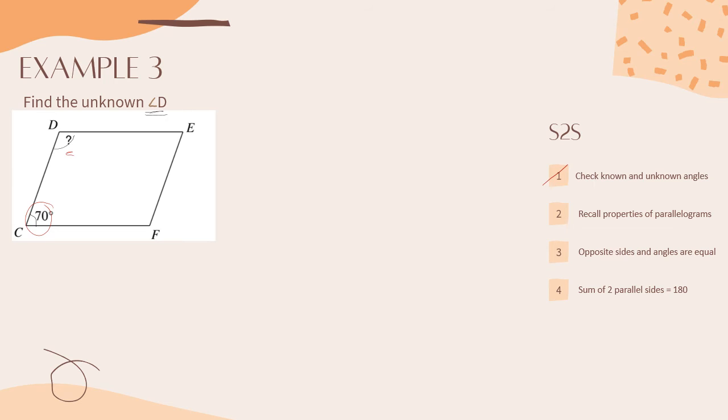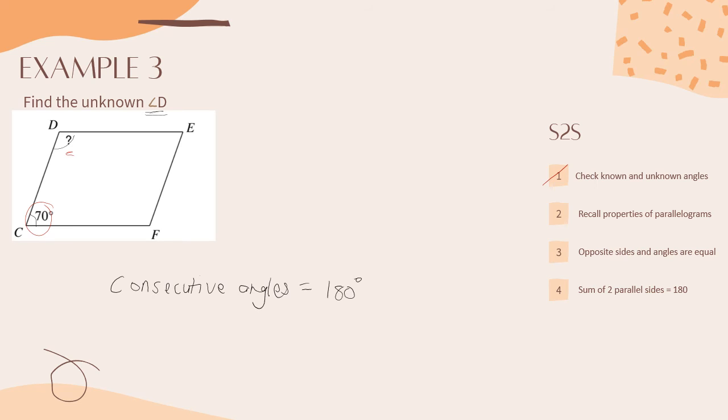Step 2, recall properties of a parallelogram. Opposite sides and angles are equal. Okay. But this one, the angle that you need to find is angle D. Opposite of angle D is angle F. Tapi angle F nada kena bagi. So you cannot choose this one. There's another property that we know so far about consecutive angles. When you add them up, they are equal to 180 degrees.